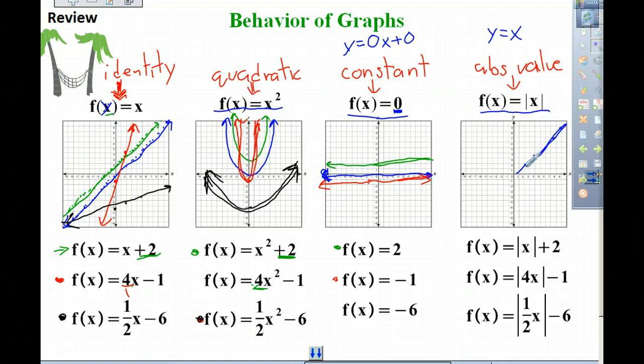It's identical. Okay, but what happens when you plug in negatives? You plug in -2, what do you get? Positive 2. So it goes right here. Plug in -3, you get 3. Plug in -10, you get an answer of 10. So the graph ends up looking like this. If you plug in 0, you get 0.